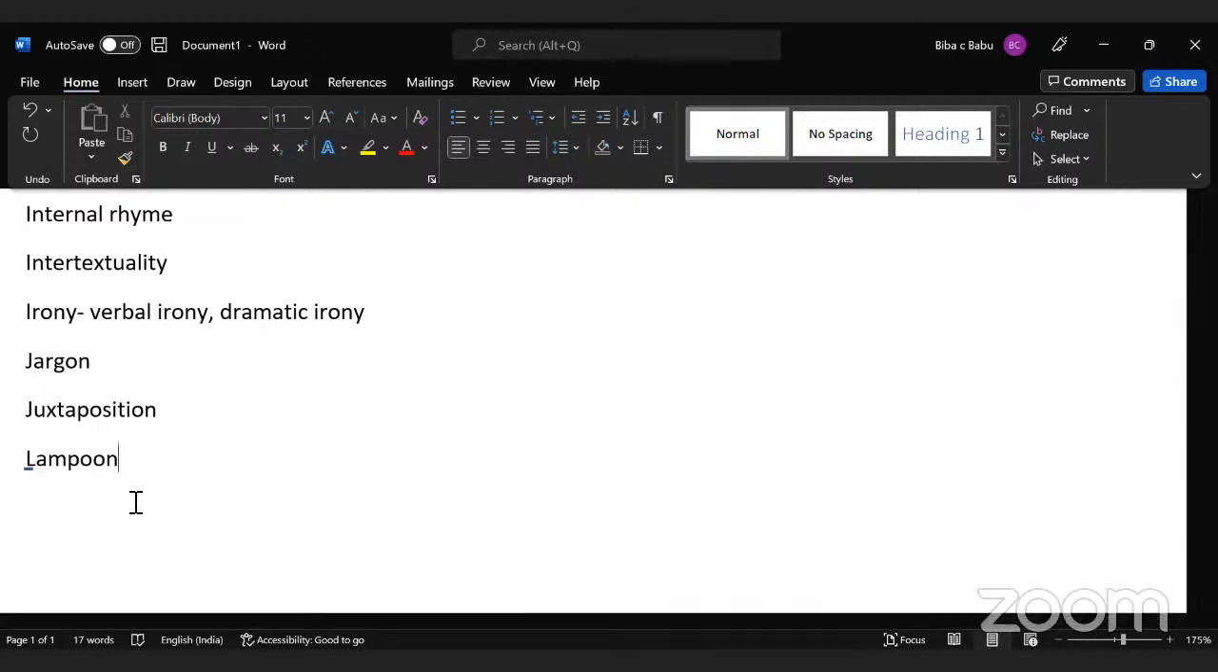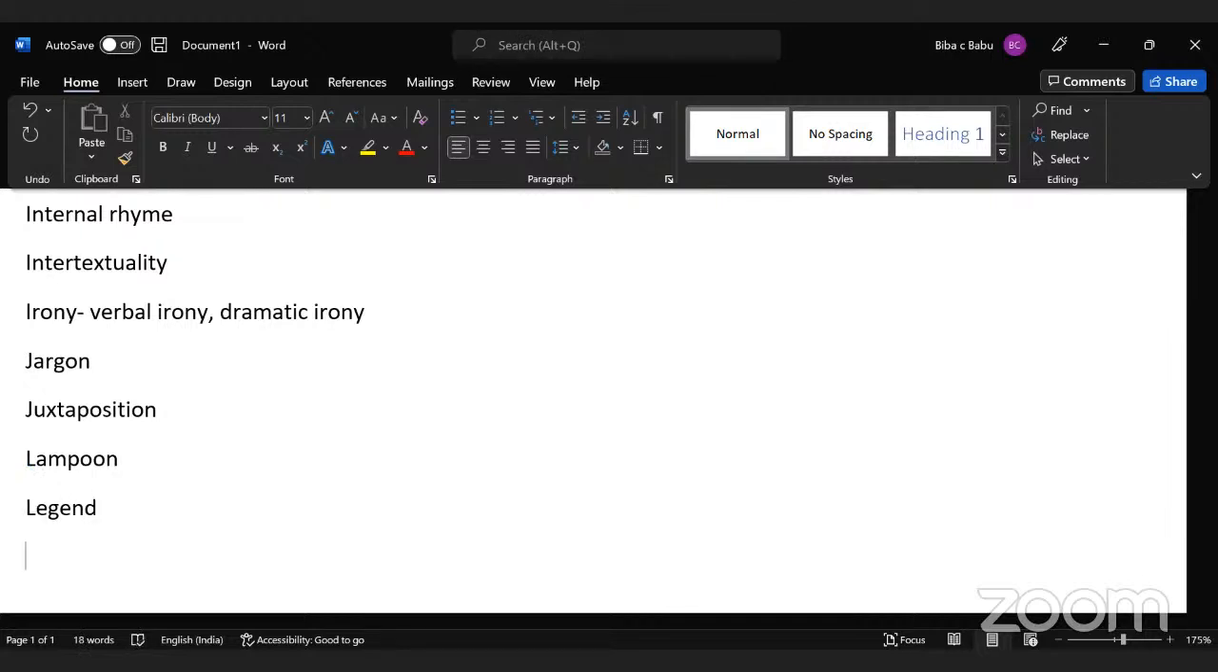Next is lampoon. Lampoon is using sarcasm or irony, or criticizing someone publicly. You are doing it publicly, not in a secret way. Usually, when we say something bad about a person, we say it in a secret way, to the next person sitting beside us: do you know he or she is like that? But lampoon is saying that publicly, in front of a lot of people. That is lampoon.